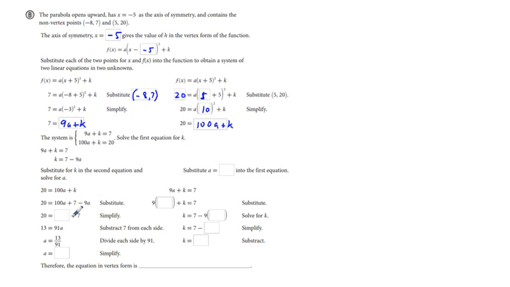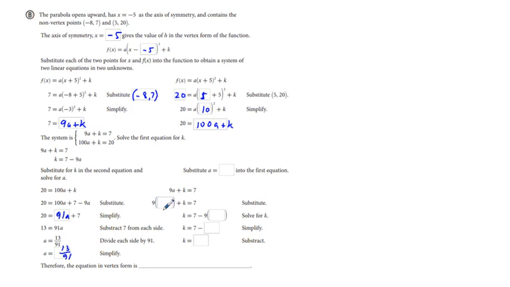we have 20 equals 100a plus 7, or 20 equals, and minus 9a, so we have 91a here. And then subtracting 7, we have 13 equals 91a. So a is equal to 13 over 91.